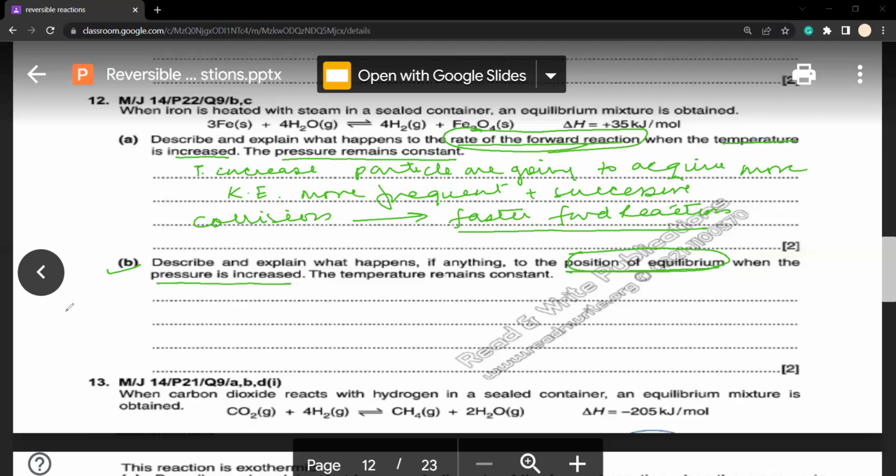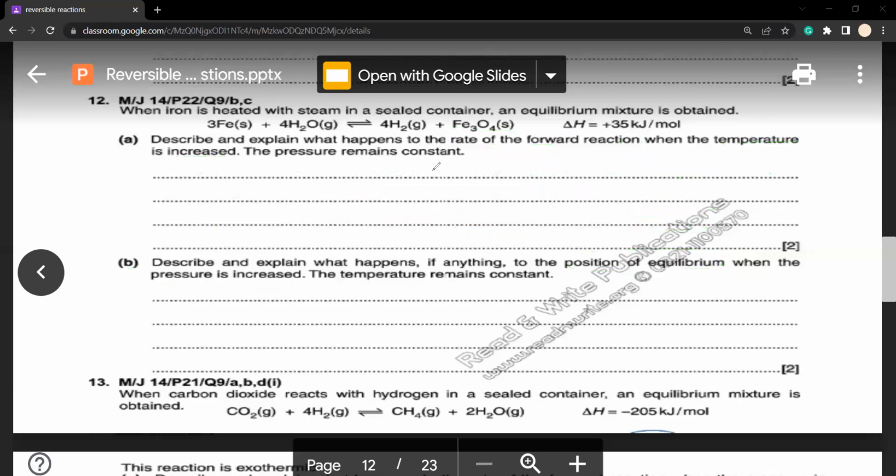So which factor are they applying? They are applying the pressure factor, and we know that the pressure factor is only applied in the case of gases, whereas the temperature is kept constant. So let's see over here, we have an equation: 3Fe, it's solid, reacts with 4H2O, it's a gas, water vapor, and we have a reversible reaction. Double-headed arrow is written there. 4H2, and we have Fe3O4, which is again a solid.